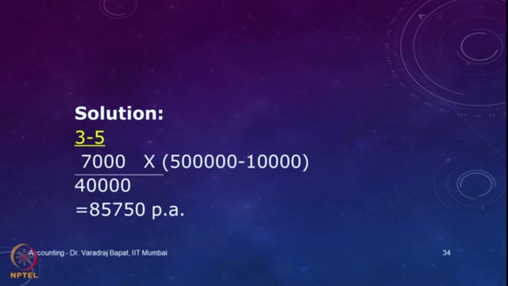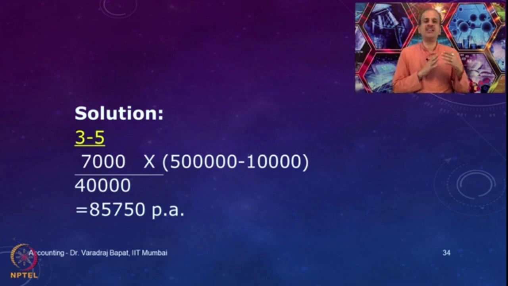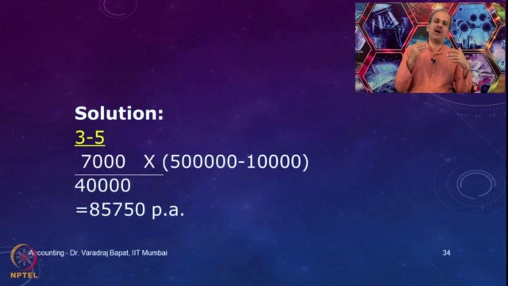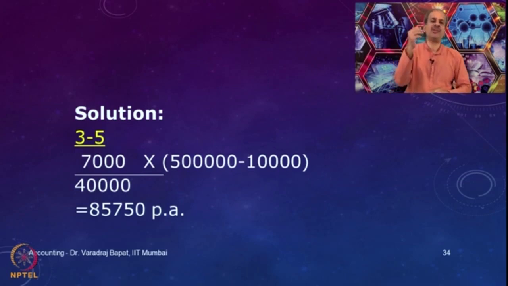now the amount to be depreciated is same, 5 lakh minus 10,000, that is 4,90,000. In year 3 to 5, the estimated number of hours are 7,000. So, 7,000 divided by the total hours, that is 40,000. So, each year we are getting 85,750 as depreciation from year 3 to 5.